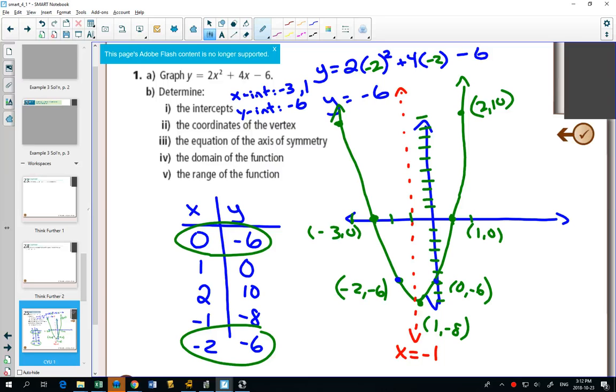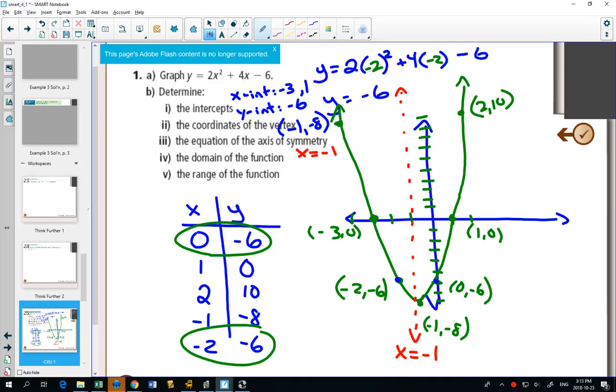And our vertex will be on the axis of symmetry, so we know that our vertex is at -1, -8. Our equation of an axis of symmetry is x equals -1. That's that dotted red line. We always draw our axis of symmetry with a dotted line because it's not actually part of the graph, but it's just there to help us see some of the patterns of the graph. So the axis of symmetry helps us see that it's symmetrical on either side.